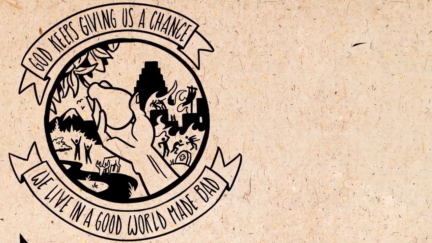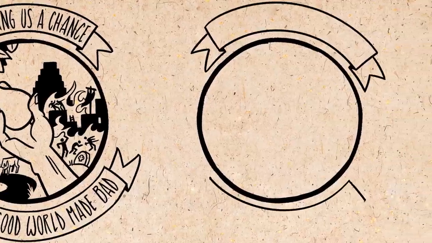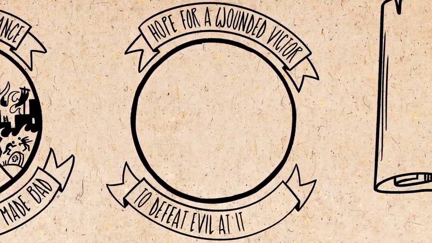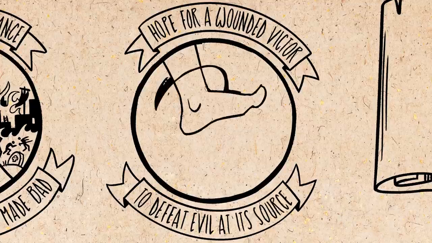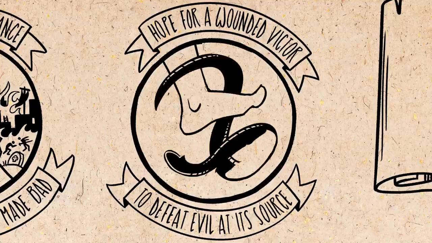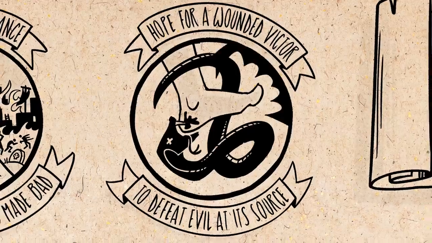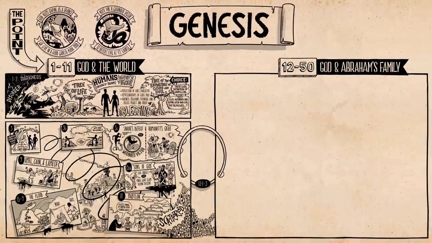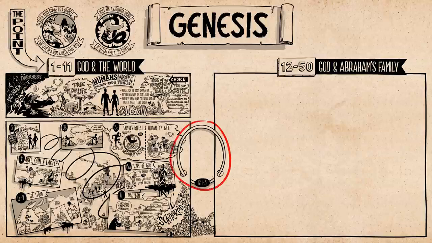But there's hope. God promised that one day a descendant would come, the wounded victor who will defeat evil at its source. And so despite humanity's evil, God is determined to bless and rescue his world. And so the big question, of course, is what is God going to do? And the next story, The Hinge, offers the answer. But for now, that's what Genesis 1 through 11 is all about.